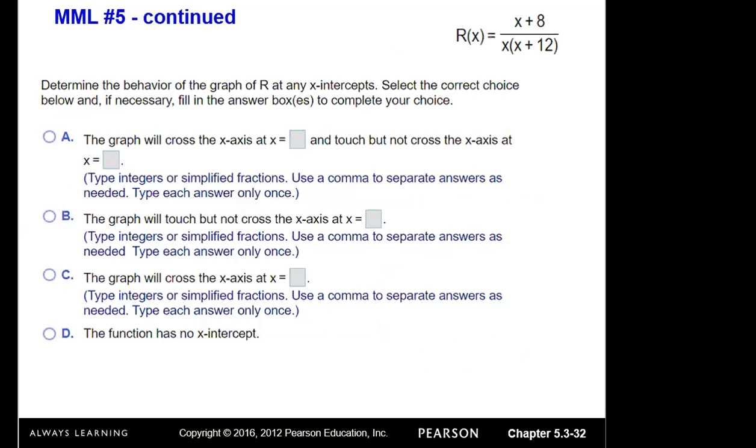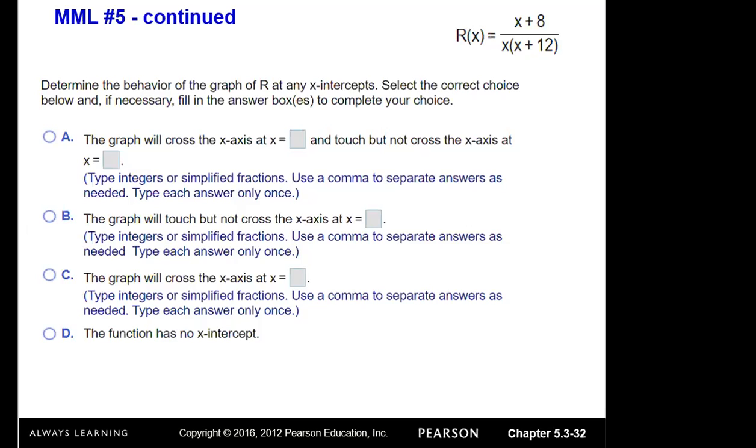Let's see. Determine the behavior of the graph at any x-intercept. So we have to now decide the behavior of it at the x-intercept. We know it's going to go through that point because it's an intercept, but does it cross or does it touch? Well, what were my x-intercepts?